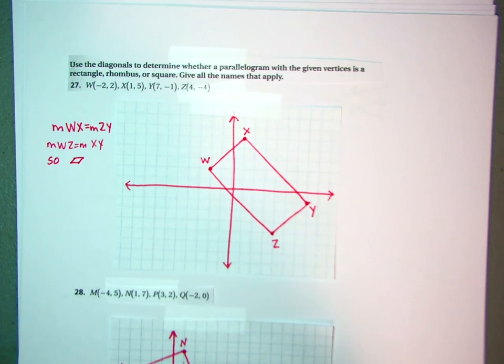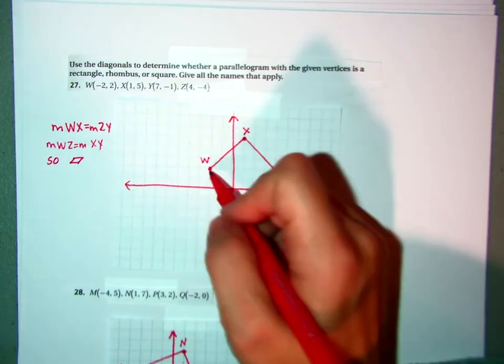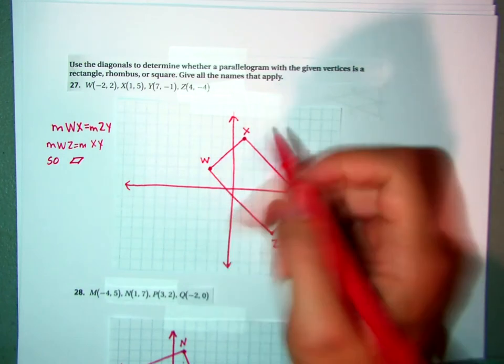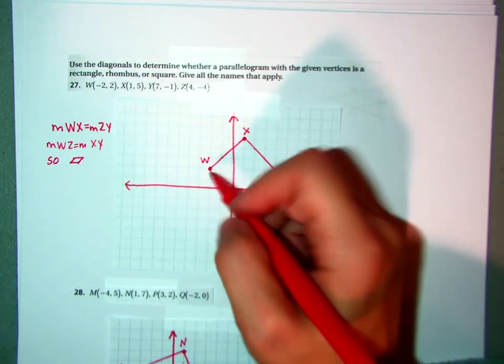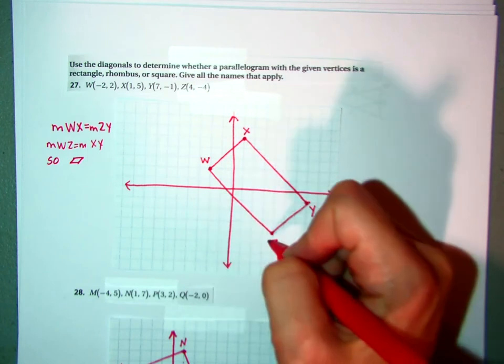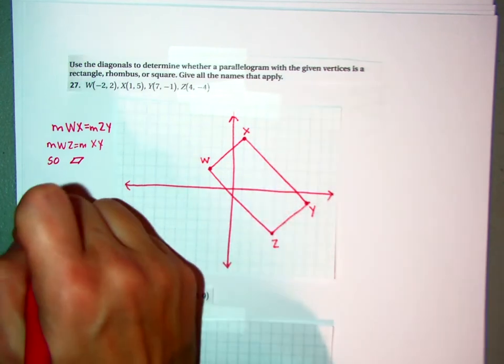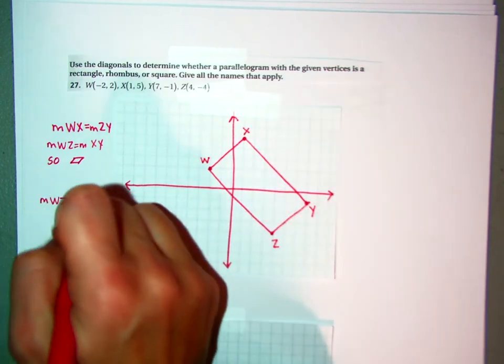Now that we know it's a parallelogram, we want to see, is it like a rectangle? If it's a rectangle, one of the distinctive features is that the slopes are perpendicular, or the slopes would be opposite reciprocal, because we'd have to have a right angle here. And so let's see if we can find a right angle here. And what we want to do is look at that slope. Before, this went down 6 and over 6, so the slope of WZ was -1.